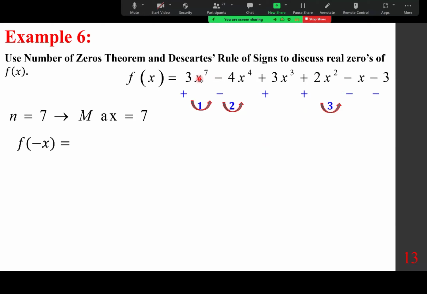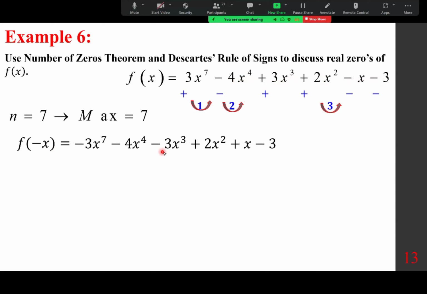f of negative x. So 3 times minus x to the power of 7 becomes minus 3x to the power of 7. Minus 4, this remains the same because it's even. This changes to negative 3 because it's odd. This remains the same. This changes to plus x. This doesn't. So I'm assuming everybody can evaluate this.